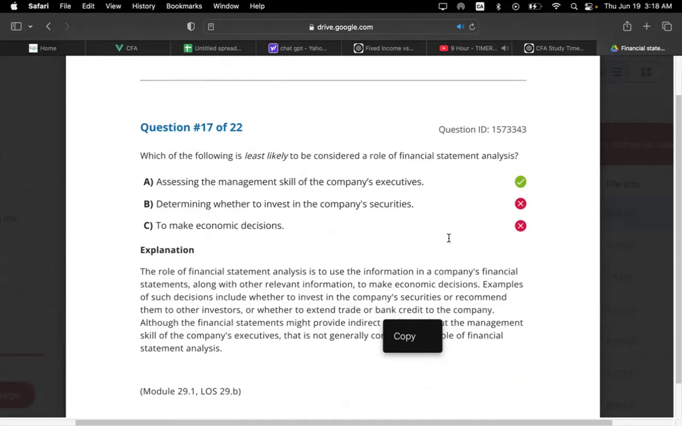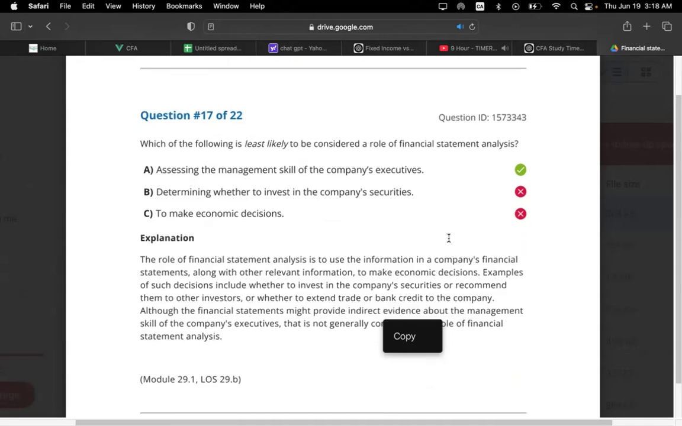We're not going to assess the skill of the company's executives. We're seeing, should we invest in this company? Should we lend to this company? What is the credit rating that we should assign to this company's debt? What economic decisions should we make in relation to this company? So there's nothing to do with the management skill here.